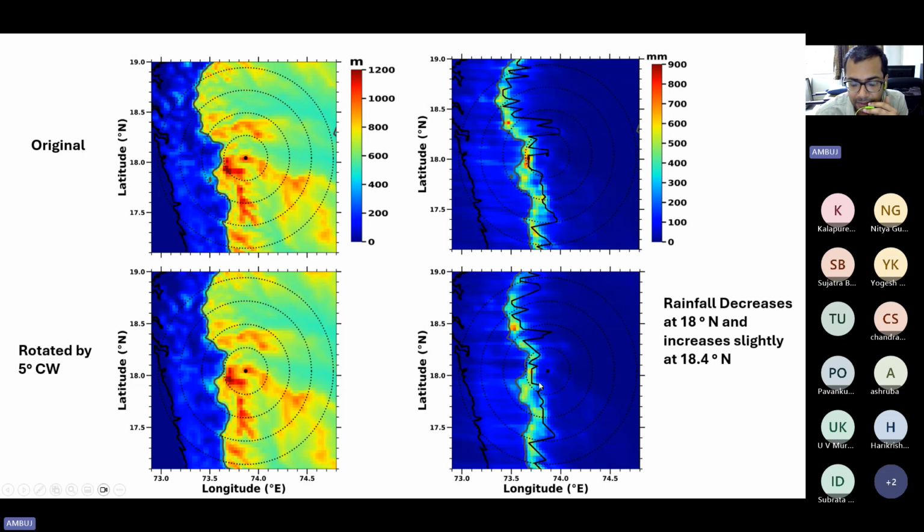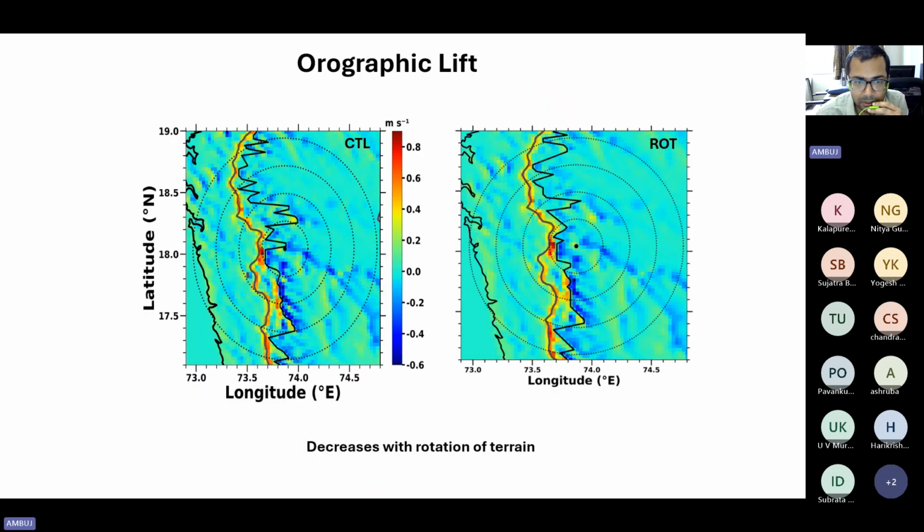However, when we rotated the terrain, the rainfall maxima is shifted here. Which was earlier present but not so prominent, but here the rainfall has decreased and the maxima is now located here. So this implies that with the change in wind direction, the rainfall is decreasing. So again, the orographic lift also shows decrease with rotation of terrain, which is the basic reason for the decrease in rainfall.